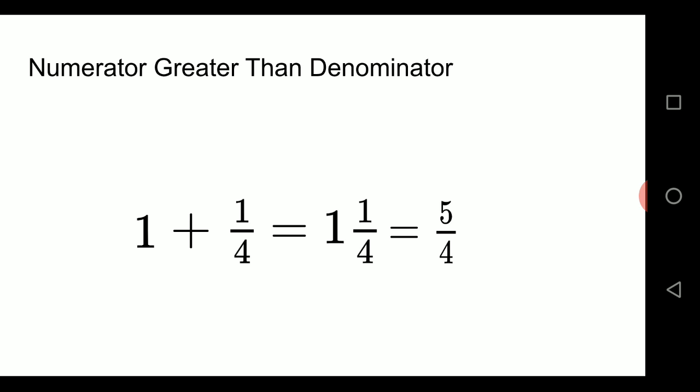How do I get this 5 by 4? I simply multiplied 4 by the 1 and then added the numerator 1, so I got 5. And the denominator 4 never changes. As I told you, the denominator remains the same for the fraction. You started off with 1 plus 1 by 4, so the denominator for that fraction is 4, and it's always going to be the same. It's not going to change.